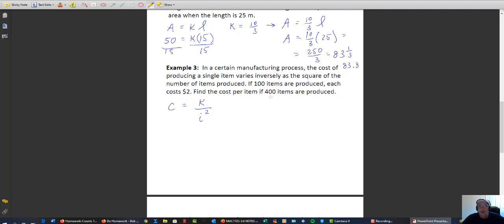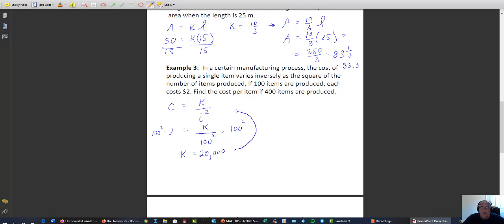So it says if 100 items are produced, each costs $2. So then again, you have to be careful where to plug things. So 2 is C. The items produced, it says, is 100 items there. So we're going to take that number and square it. So to get the constant here, we're going to have to multiply both sides by 100 squared. So the constant of proportionality here, 100 squared would be a 1 with 4 zeros, 10,000 times 2, so we would get a constant of proportionality of 20,000, and we will plug this back in.